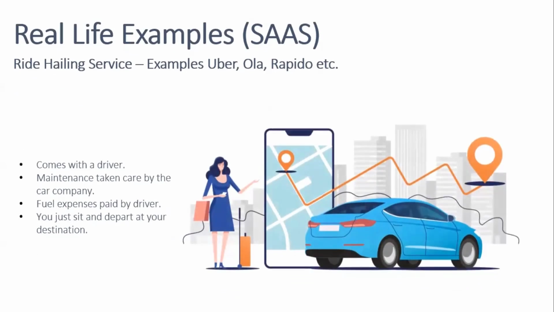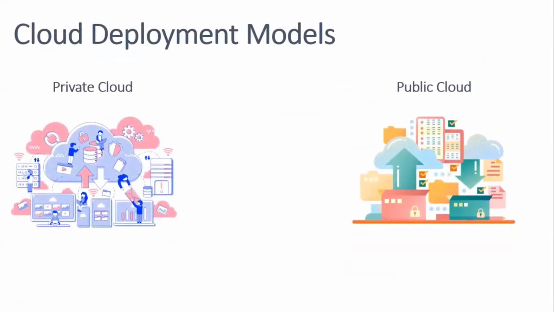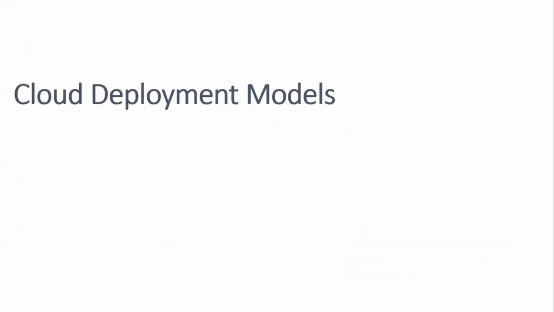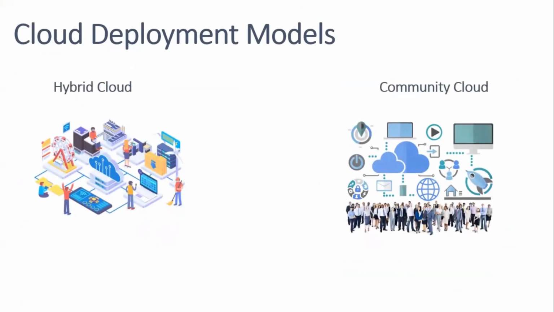Next we see what the different cloud deployment models are. Mainly we have four deployment models: private cloud, public cloud, hybrid cloud, and community cloud. These are the four deployment models applicable to cloud computing.